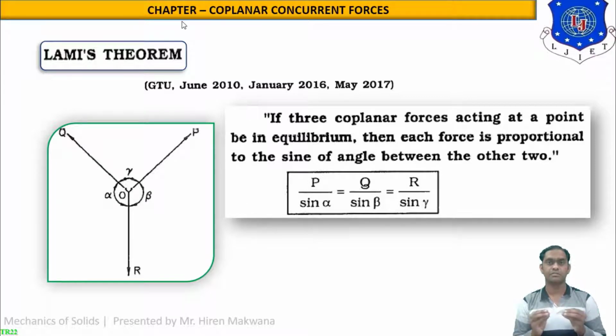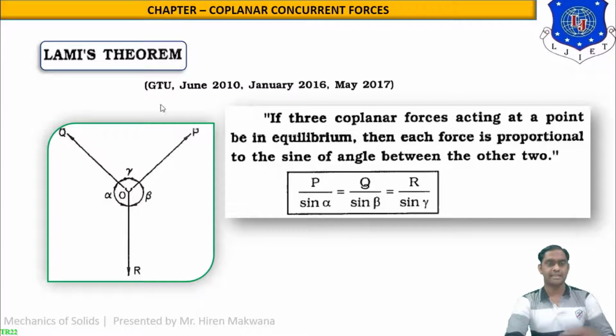When three forces are applied on a body, and any two of these forces are available to you and all the angles between the forces are known to you, then you can find the third unknown force. This is the main and important use of Lami's theorem. Let us discuss. This Lami's theorem has been asked in the GTU exam frequently. Here it is written GTU June 2010, January 2016, May 2017, but actually it has been asked several times in the GTU numericals and GTU theory exams.